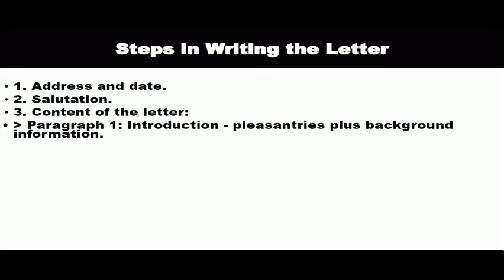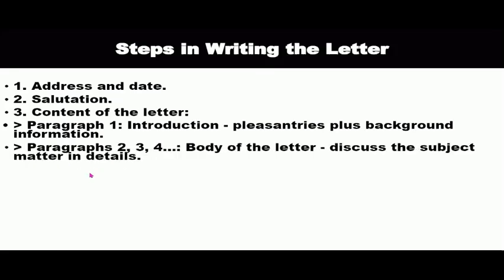Now, plus background information. Of course, before you start discussing the topic, you need to introduce it. You need to include some information to prepare the reader towards what you are going to write. It's just like if you want to describe someone, you need to first mention the person's name. That's what an introduction looks like. Then paragraphs 2, 3, and 4 will form the body of the letter as the case may be. And in these paragraphs that form the body of the letter, we are going to discuss the subject matter in details.